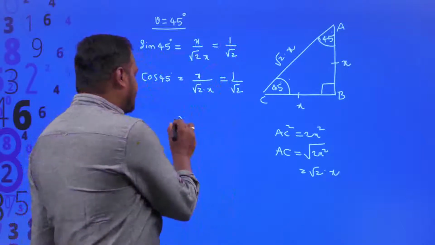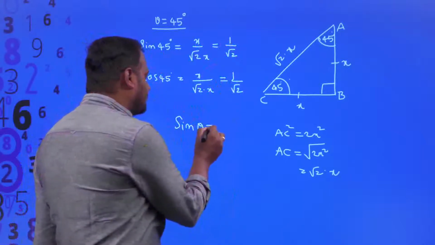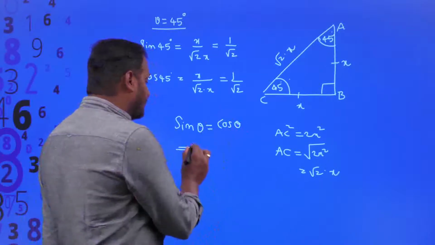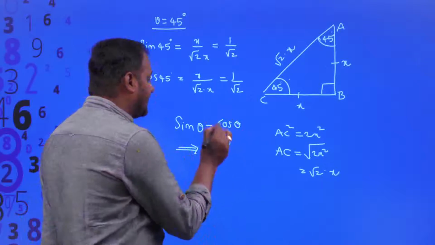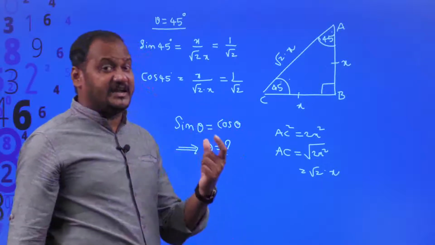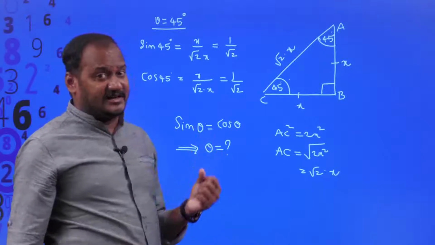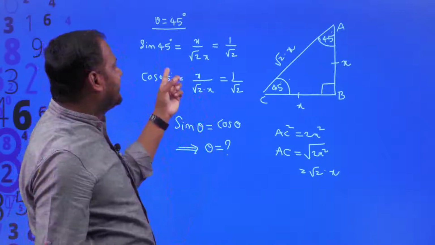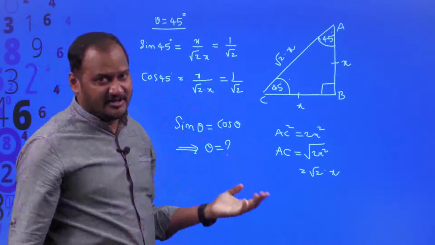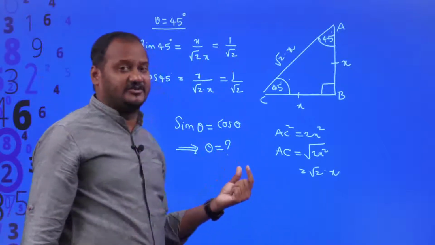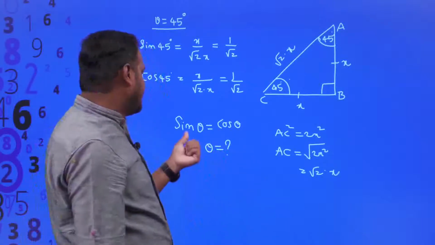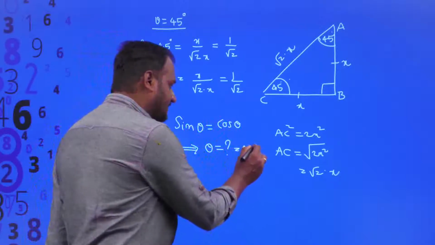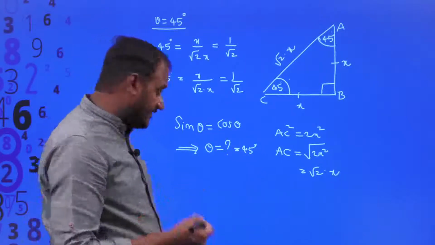Suppose I have a question that if sin theta is equal to cos theta, then what can you infer about theta? At which angle are sin as well as cos both equal? You can easily identify that at 45 degrees sin and cos are both equal, because sin 45 is exactly equal to cos 45 degrees. Therefore, if sin theta is equal to cos theta, then theta is equal to 45 degrees. Okay, you will have to remember this.